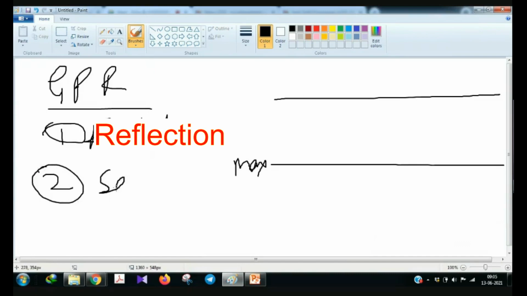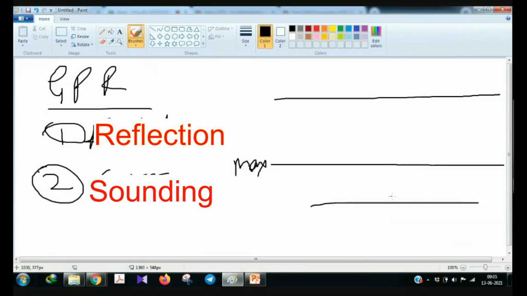The second one is your sounding. In this case, you have to take the transmitter and receiver in a bistatic configuration. Without a bistatic configuration, you cannot do the sounding technique. So this is your middle point, the observation point. Initially you will keep the transmitter and receiver here, let's say at 10 centimeter distance. Suppose that's the boundary.